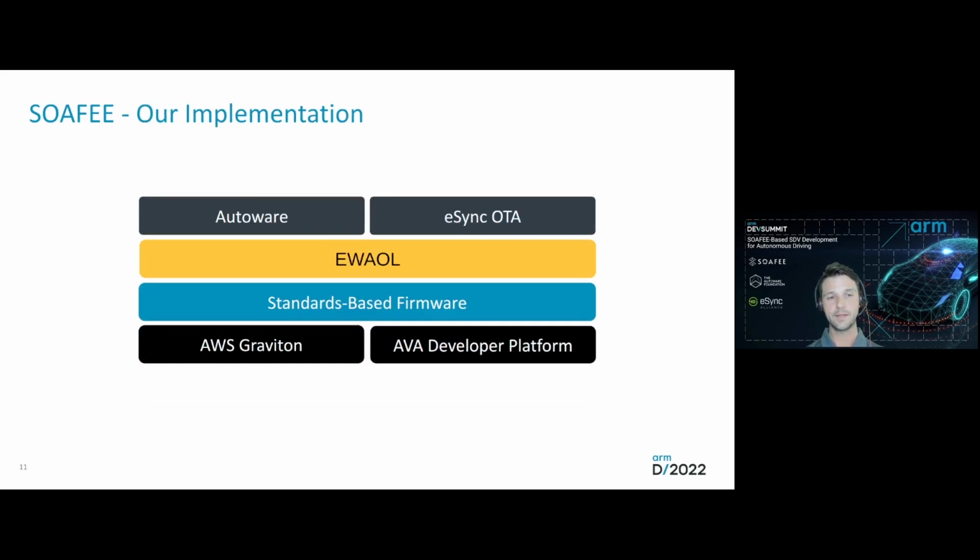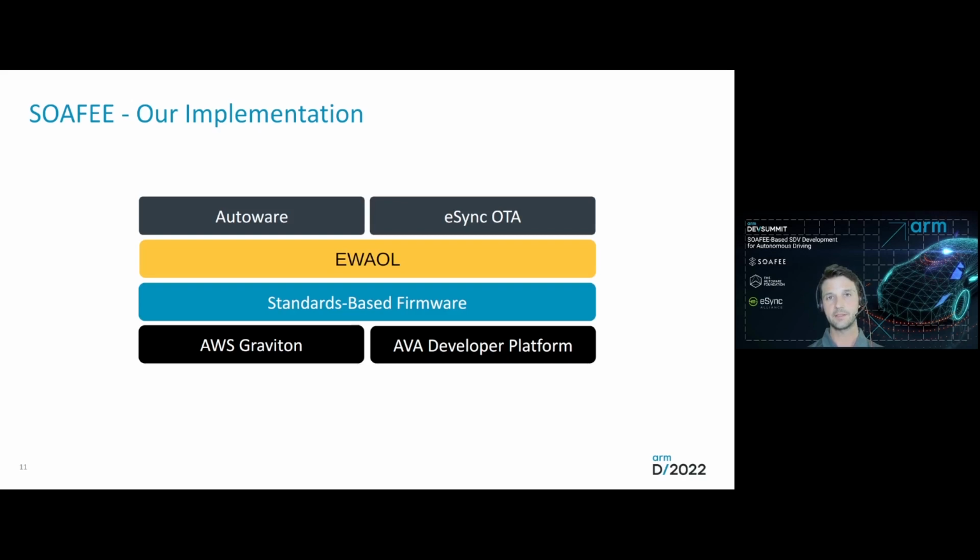Starting from the top, once again, we have Autoware, which is the containerized autonomous drive application, which is developed by the Autoware Foundation. eSync over the air, which is the containerized updating service, which is developed by eSync Alliance. eWall is the SOAFEE Linux reference implementation.